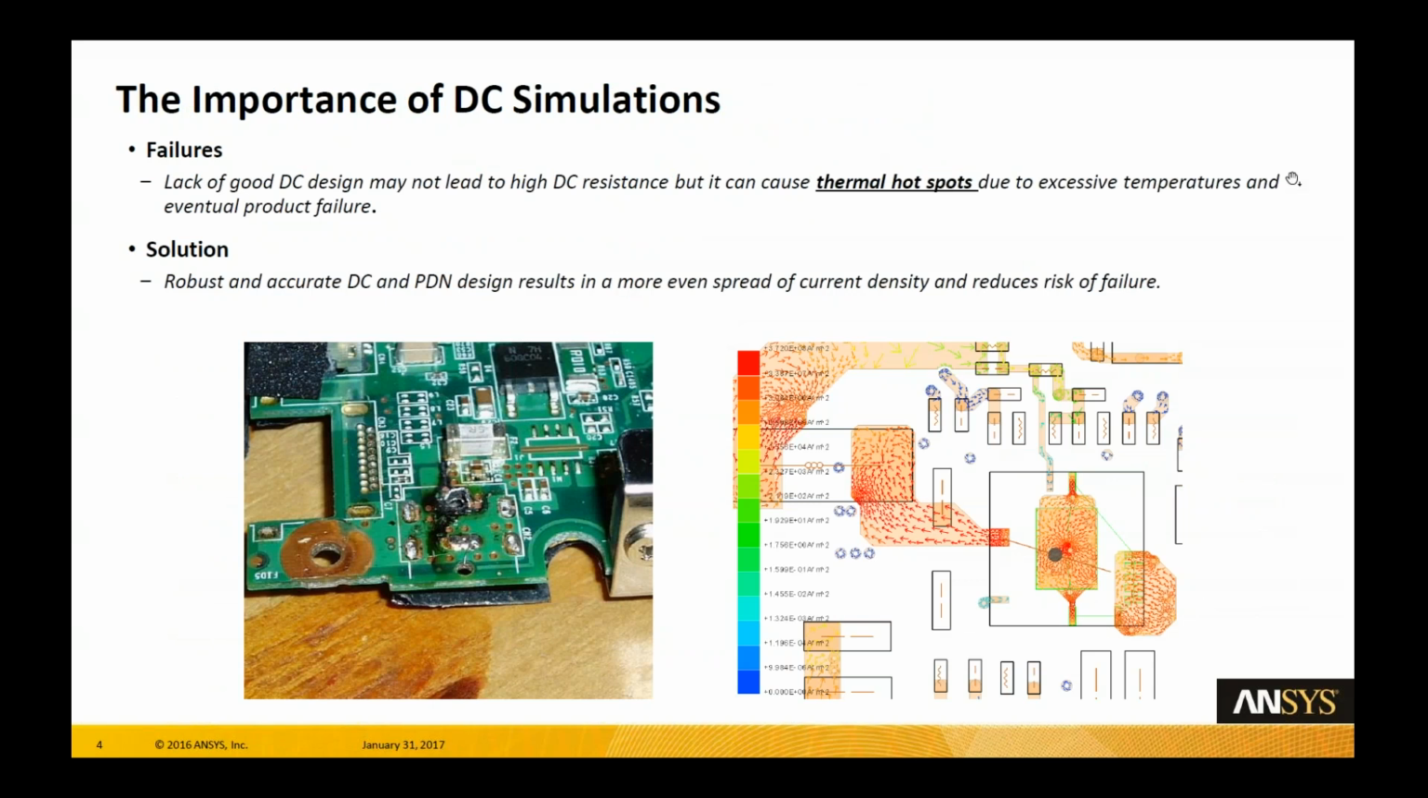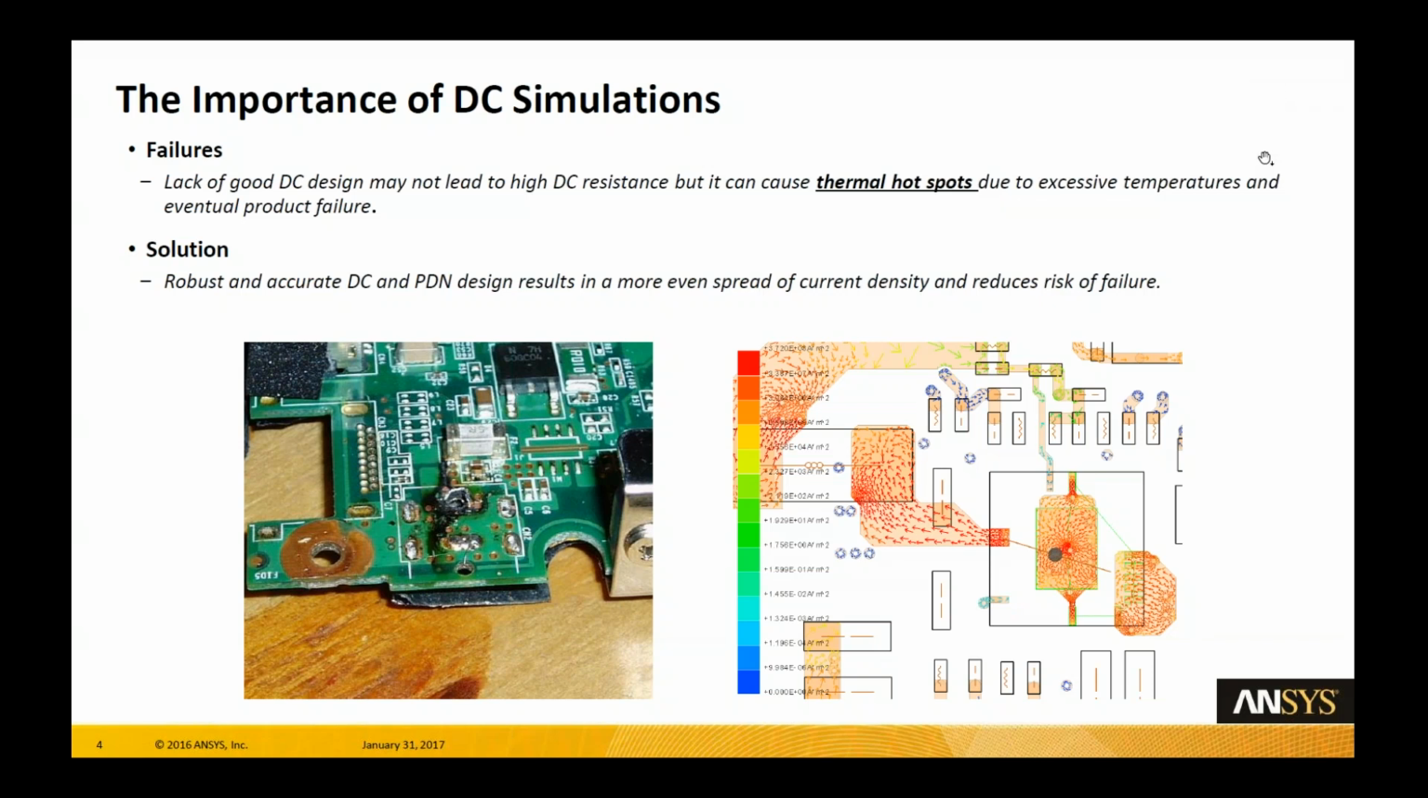The importance of DC simulation. Oftentimes the failures come from a lack of good DC design that may not lead to high DC resistance, but it probably causes thermal hotspots due to excessive temperatures and eventual product failure. So the solution to that would be robust and accurate DC and PDN design, which results in a more even spread of current density and reduces risk of failure.